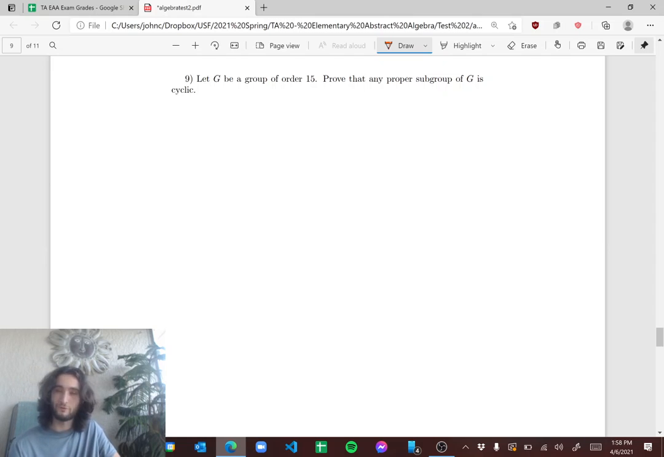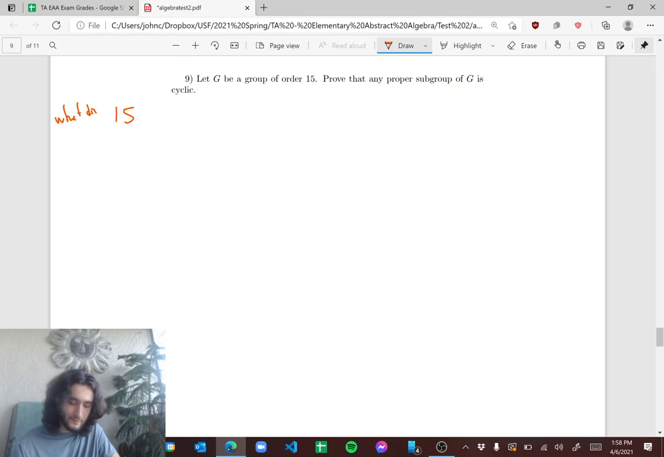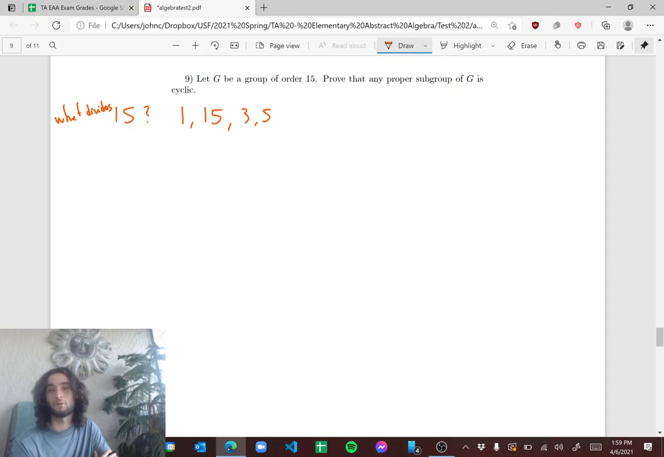So let G be a group of order 15. Here's a question we should ask: what divides 15? Well, here are the things that divide 15. Of course, you've got 1 and 15. You always have those. And you've also got 3 and 5. And in fact, that's all of them. Those are all the numbers which divide 15.